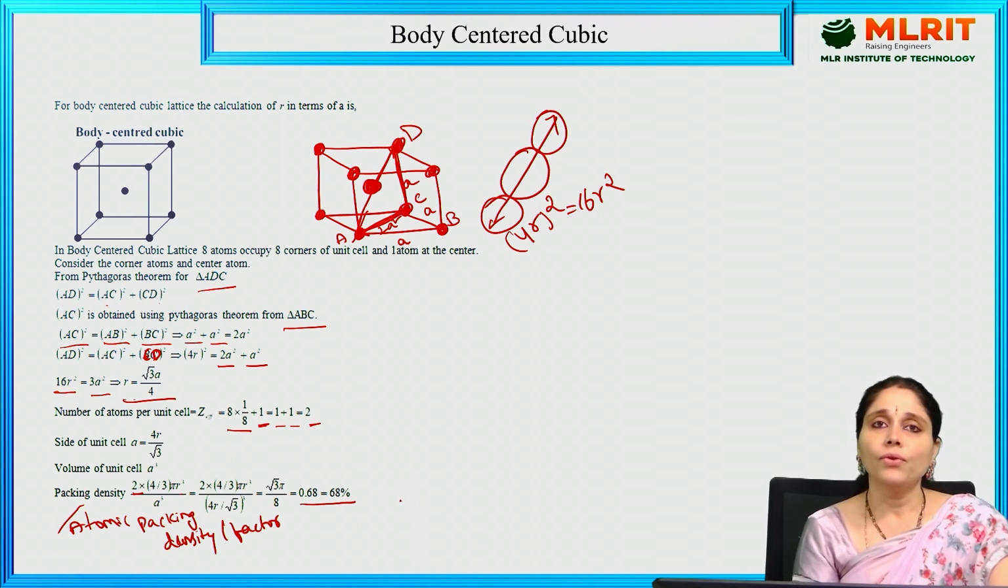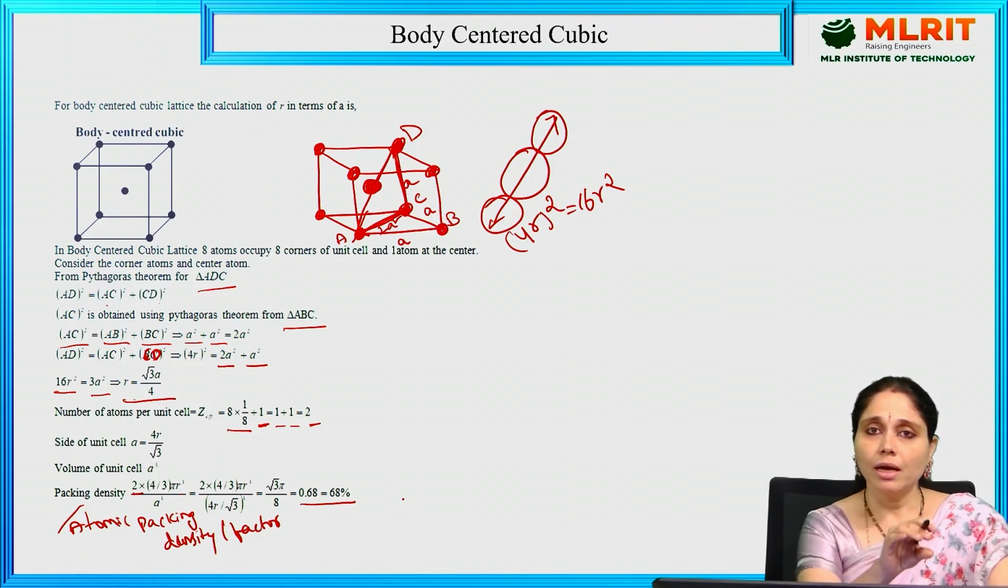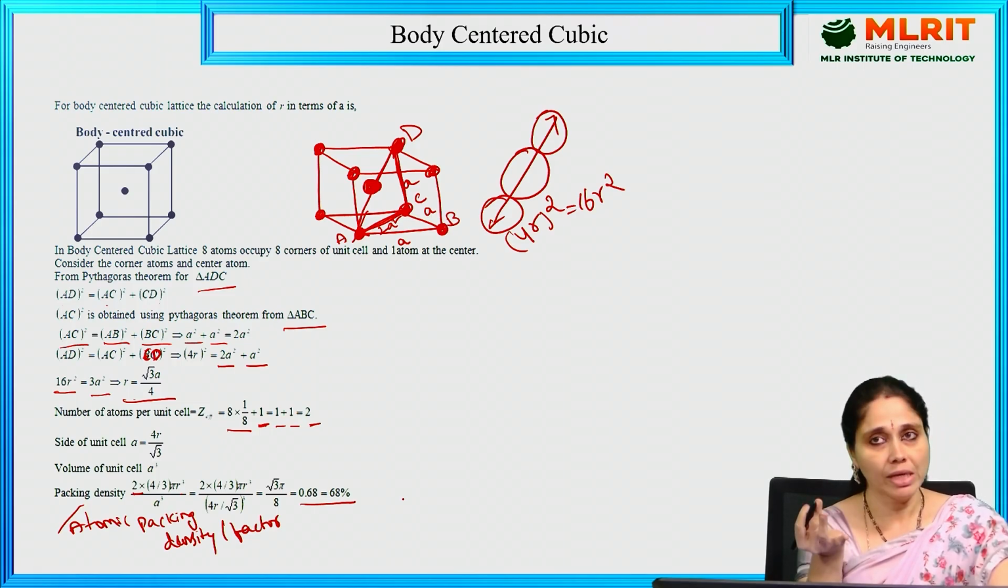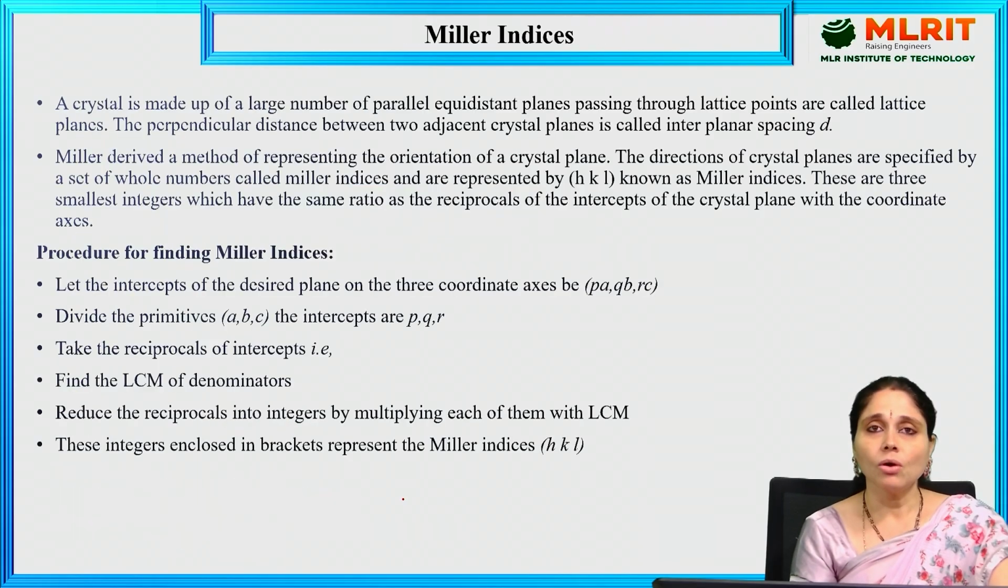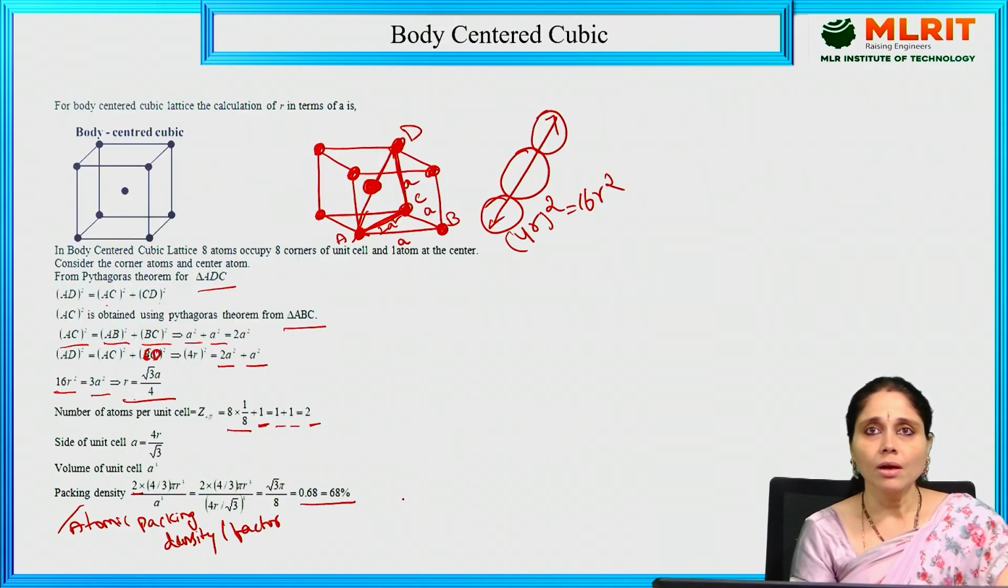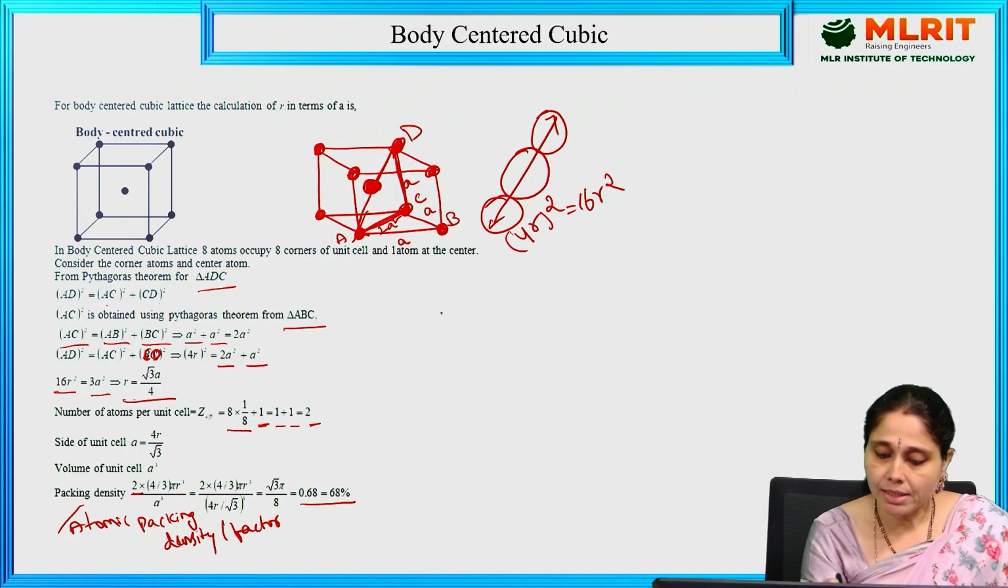So we have calculated the number of atoms or occupation of atoms per unit cell of simple cubic, body centered cubic and face centered cubic also.